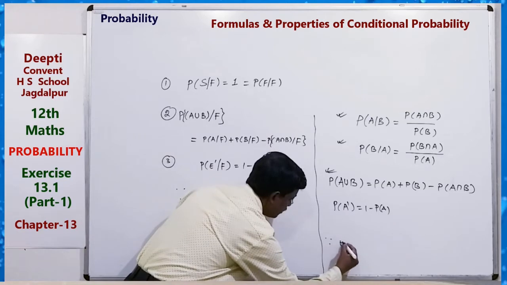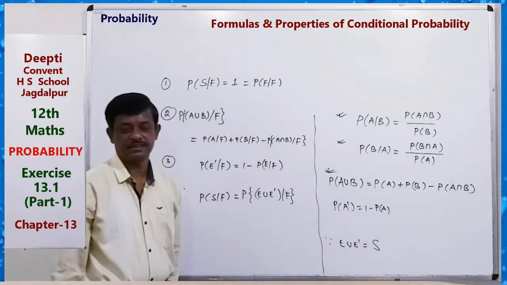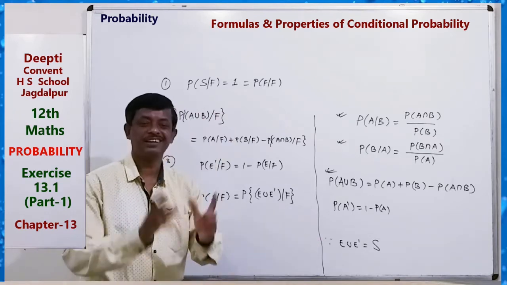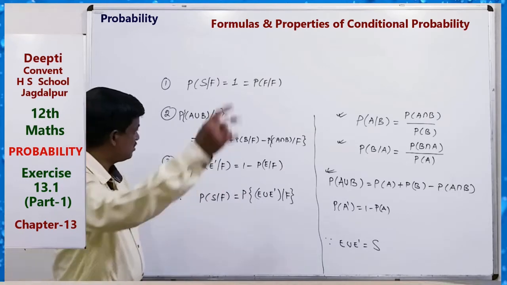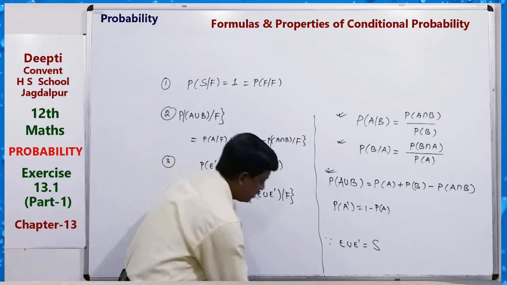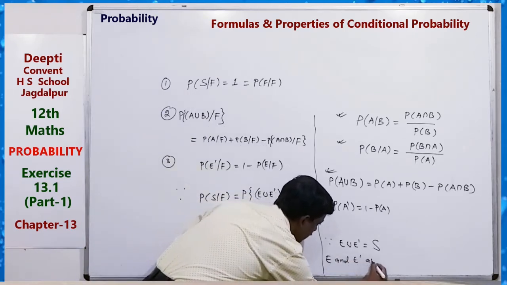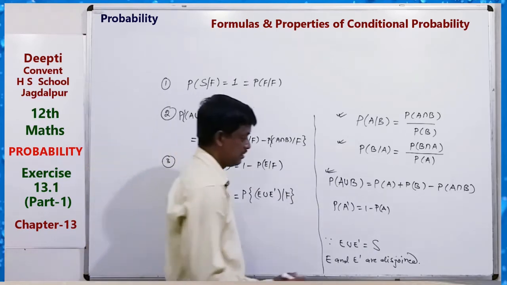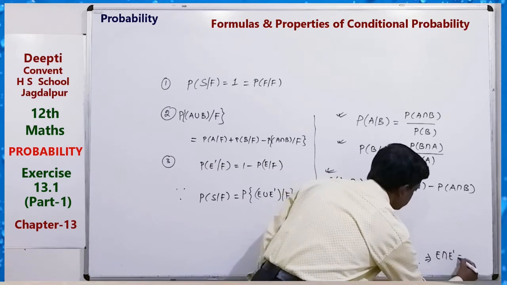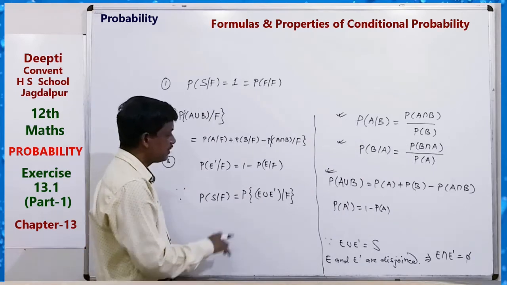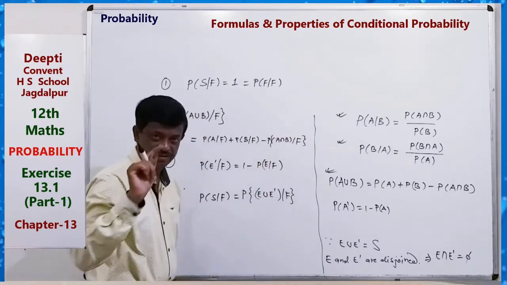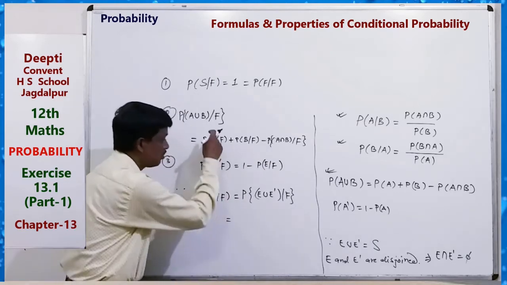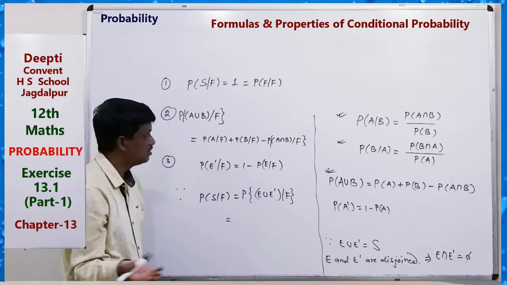Since E union E dash constitutes S, because E dash is the complement of E, if you combine both, you get S. So S can be written as E union E dash. E and E dash are disjoint, which implies E intersection E dash equals phi. So in place of A and B, if we treat E and E dash, the probability of the intersection will be 0.